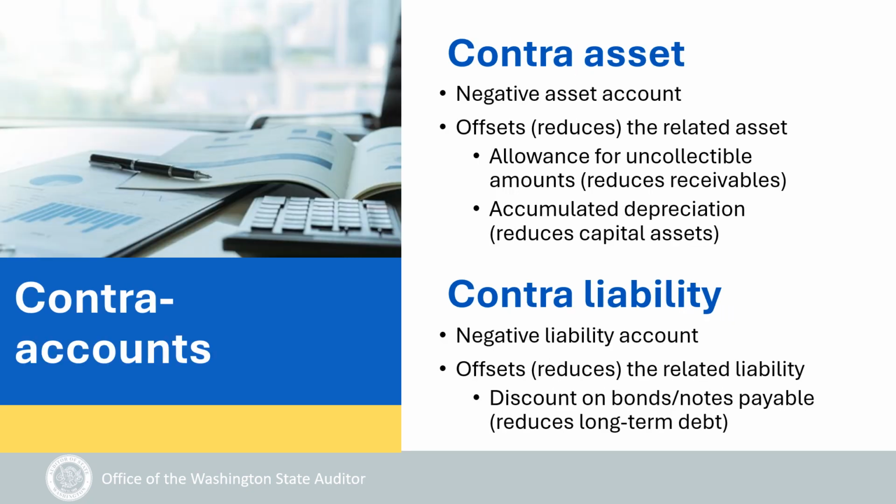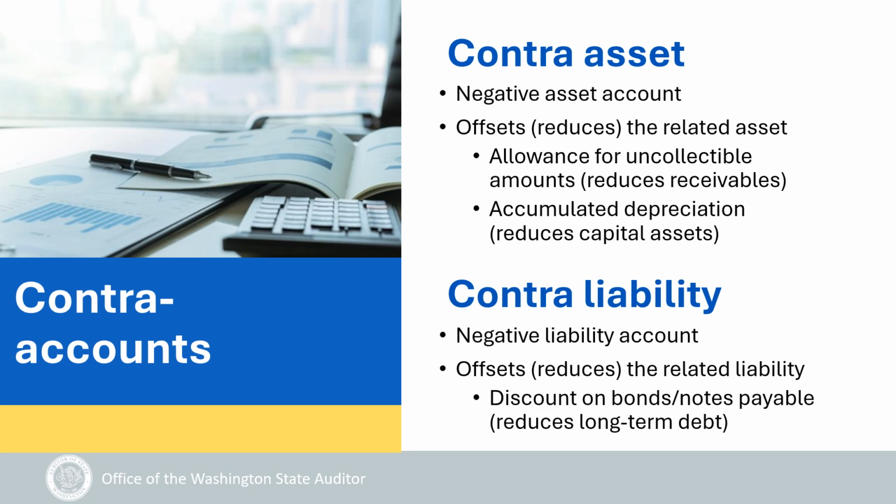Now that we've covered asset and liability accounts, we need to talk about contra accounts, which are negative accounts. For example, a contra asset account is a negative asset account. A contra asset account will reduce its related asset account. A common contra asset account is an allowance for uncollectible amounts.